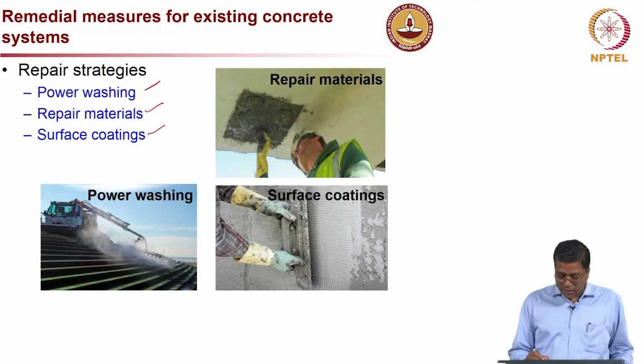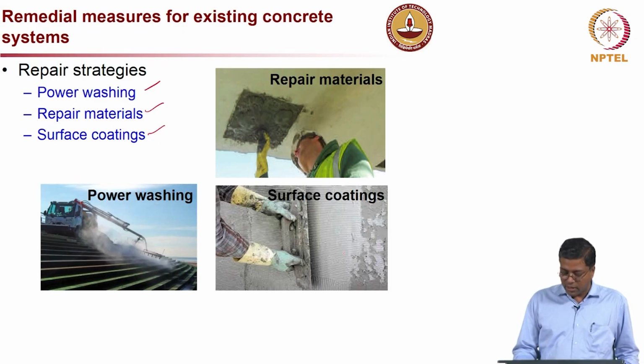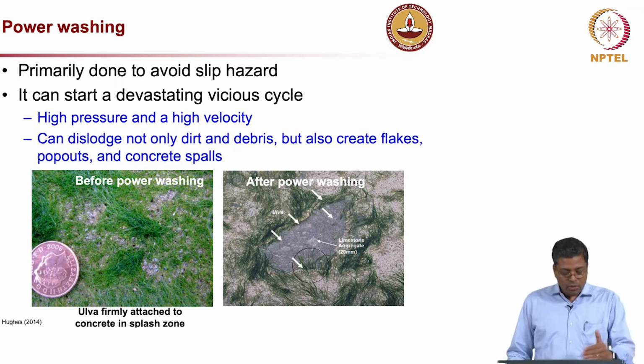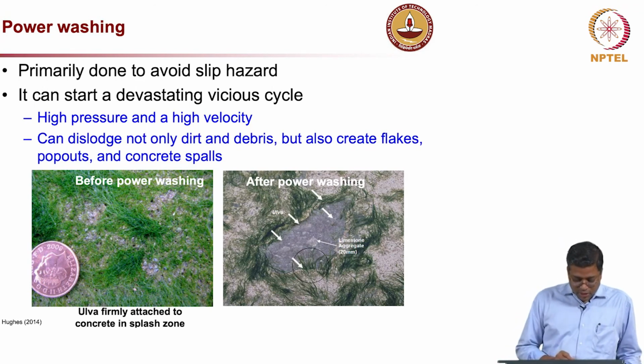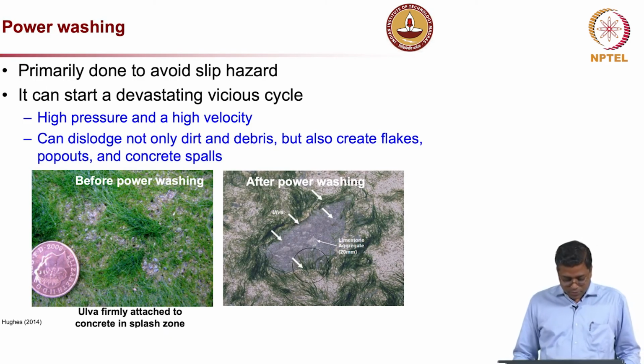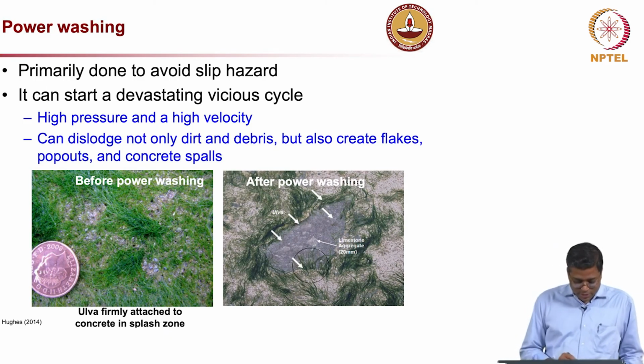And then repair materials: in the top right image you can see good quality repair materials, and then the surface coating, a nice coating with a smooth finish, will definitely help in preventing this biological attack. Now, power washing, you can see on the picture on the left side, it is nicely cleaned.